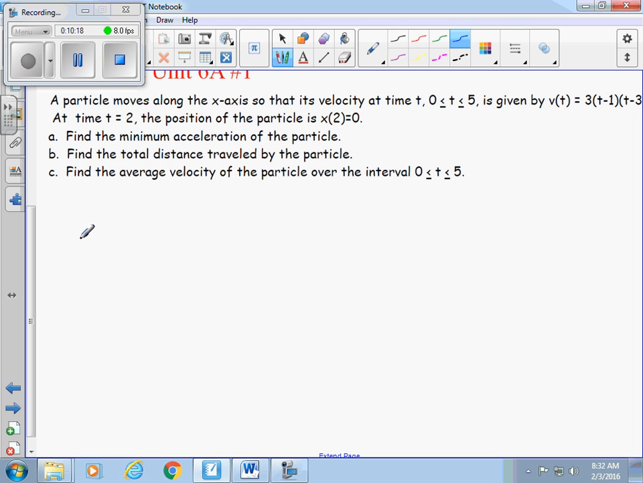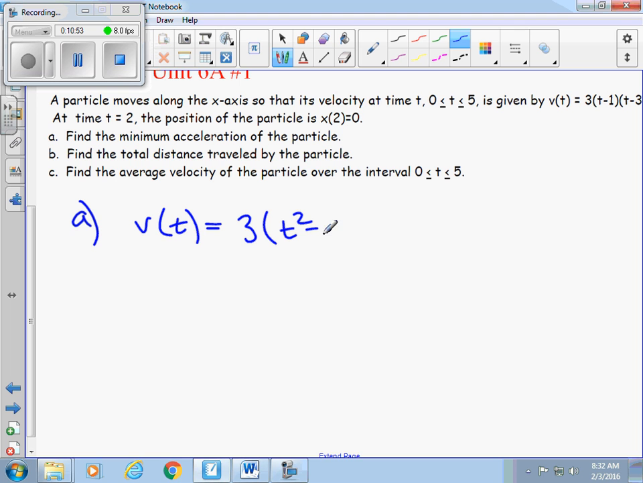So this is a non-calculator problem. Find the minimum acceleration. Any ideas? Derivative of v. Okay, first I need to find the derivative of v of t, and to do that, if I were you, I would do algebra first. You don't have to do algebra first, but as you know, it makes your life easier. It keeps you from having to do product rules. Doesn't take you too long to FOIL that out.